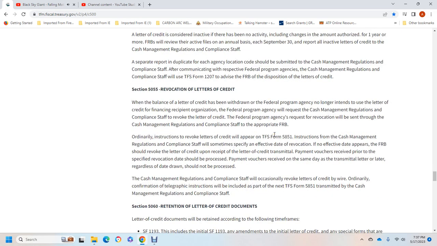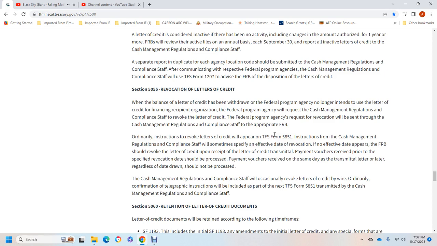Section 5055-6, revocation of the letter of credit. The balance of the letter of credit has been withdrawn from the Federal Program Agency, which no longer intends to use the letter of credit. The financing or recipient organization or Federal Program Agency requests the cash management regulation compliance staff to revoke the letter of credit. The Federal Program Agency request for revocation will be sent through the cash management regulation compliance staff to the appropriate Federal Reserve Bank. Ordinarily, the instruction to revoke the letter of credit would appear on Form 5851.